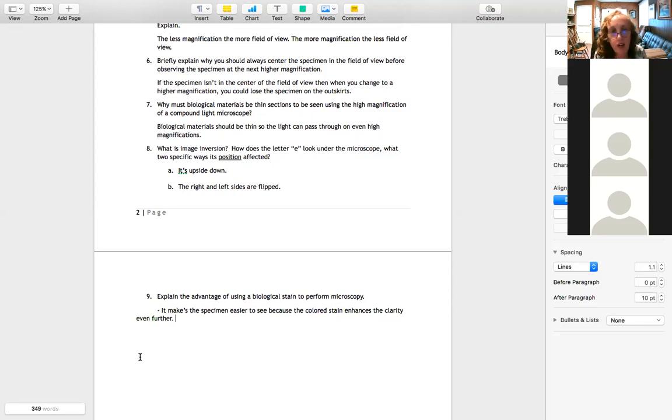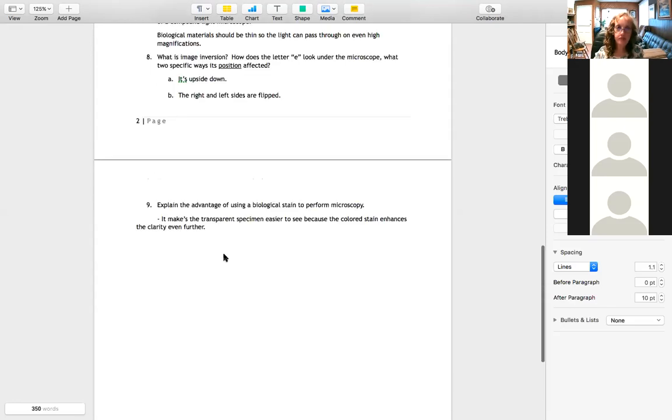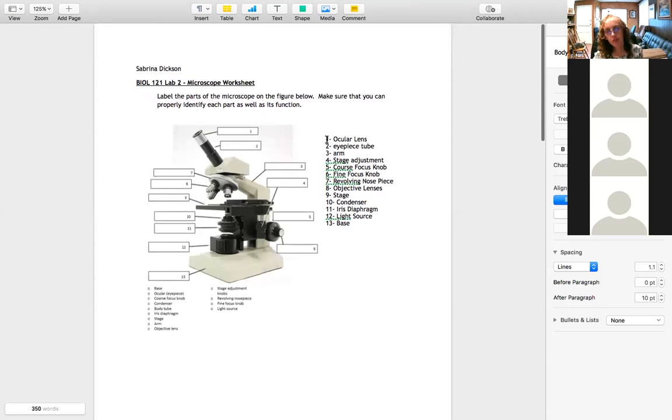Oh, like that? Yes. Or the other thing you can put in there is that it makes the clear specimen easier to see. Or the transparent, either one. Transparent or clear. All right. And then we just put the numbers on the side. Is that all right? Yep, that works.